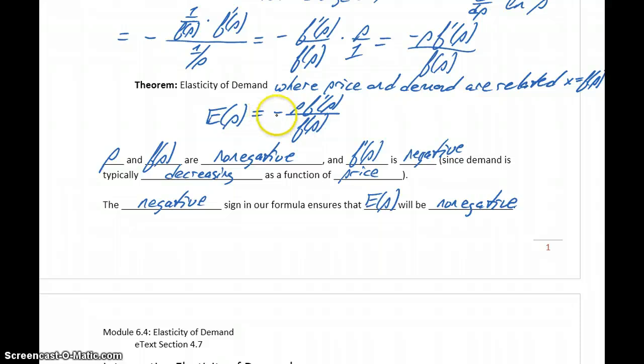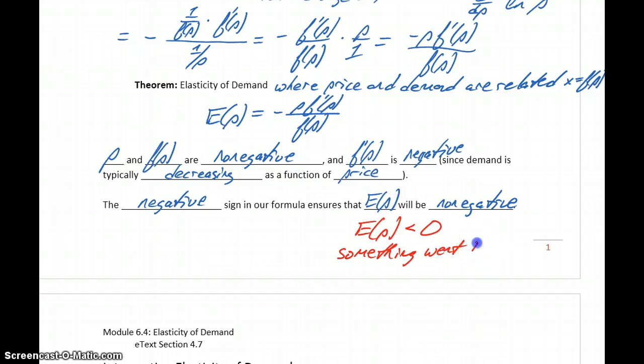So just a little bit of discussion of why there's that negative symbol out in front. It just helps to ensure that whatever value we come up with for elasticity should be a positive value, or at least a non-negative value. So as you're making calculations, there's kind of a red flag. If you ever are calculating an elasticity and you get something less than 0, then you should know automatically that something went wrong with your calculations. Elasticity, this value E of p that we're generating, is always going to be a non-negative value, so 0 or larger.